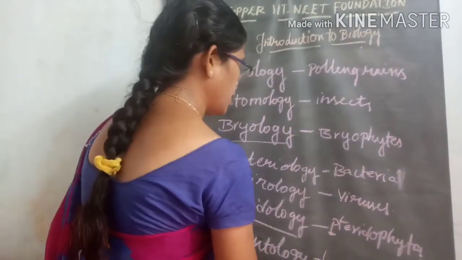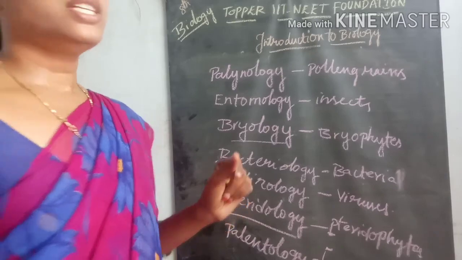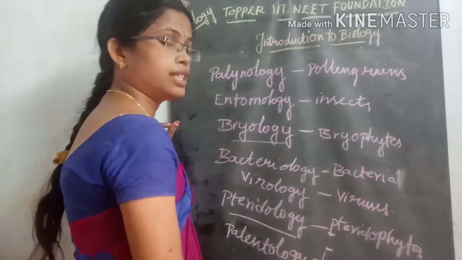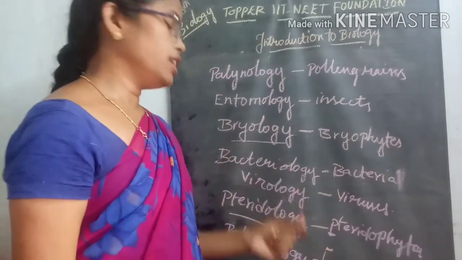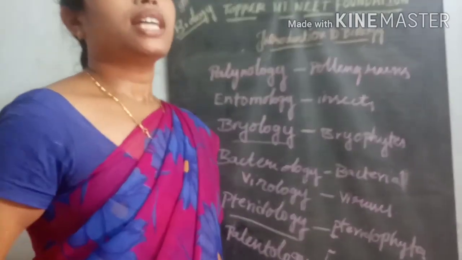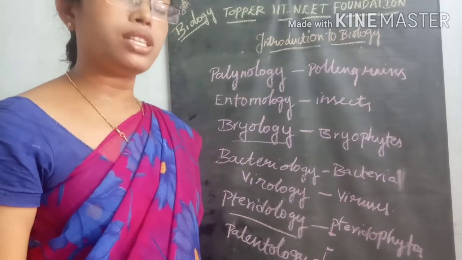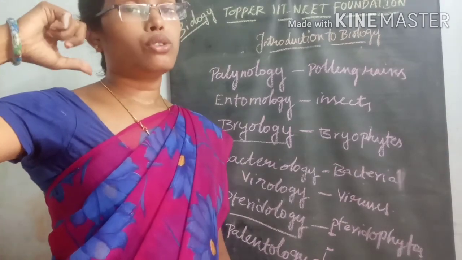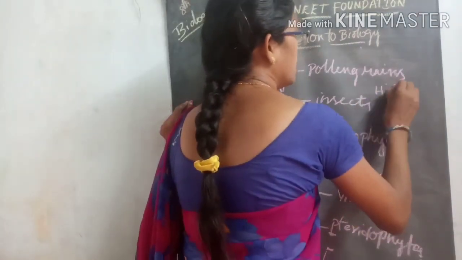Here, again, paleontology is divided mainly into two types. One is the study of plant fossils, which comes under paleobotany, and another important one is the study of animal fossils, which comes under paleozoology. What is that? Paleozoology.